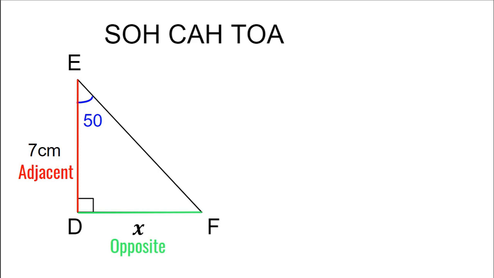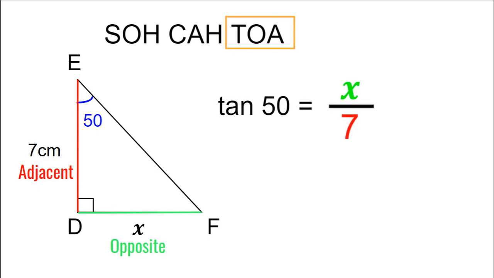Now we look at our SOHCAHTOA, which has both opposite and adjacent. Well, the answer would be tan. Tan has both opposite and adjacent. So we're going to be using tan for this triangle. Now we start off by doing the tan of 50. And we know the tan of 50 equals opposite, which is x, over adjacent, which is 7. So tan 50 equals x over 7.